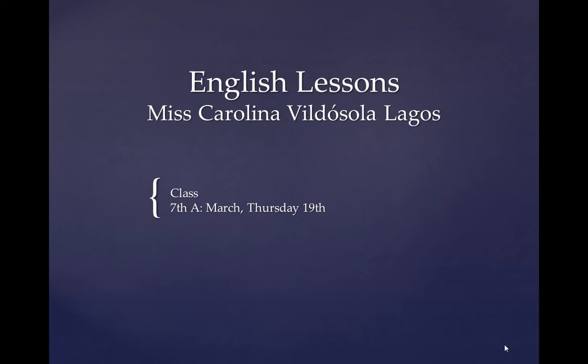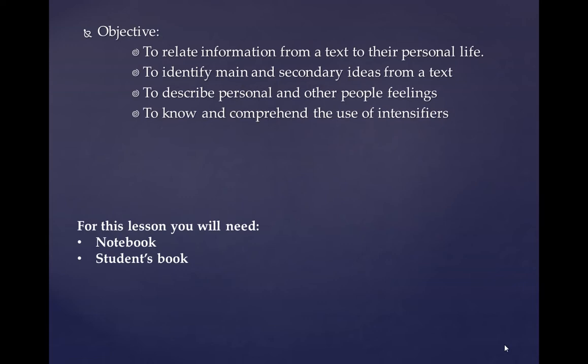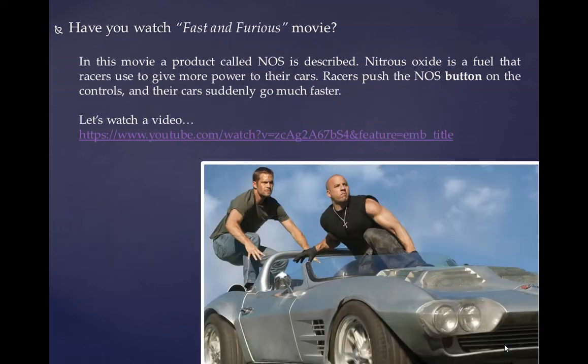We're going to start with our lesson that belongs to Thursday the 19th. The objectives for this lesson are to relate information from a text to their personal life, to identify main and secondary ideas from a text, to describe personal and other people's feelings, to know and comprehend the use of intensifiers. For this lesson, you will need your notebook and your student's book. As you can infer, this will be a reading comprehension lesson.